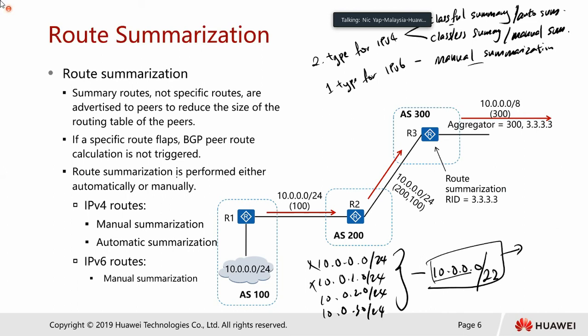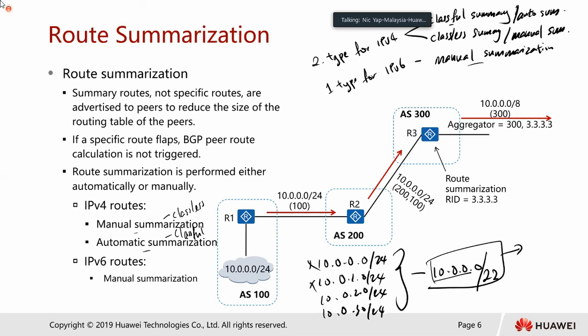And the route summarization is performed either automatically or manually. This is what I mentioned just now. V4 has manual summarization and automatic summarization. So this one is classless. It means that you have to specify the subnet mask. And this one is classful. So there is no subnet you can define. Everything will just go back to the default class A, class B, or class C. So it means that you only have /8, /16, and /24. Okay. So far, right? Then for IPv6, it only supports manual summarization. All right. So that is on the route summarization.